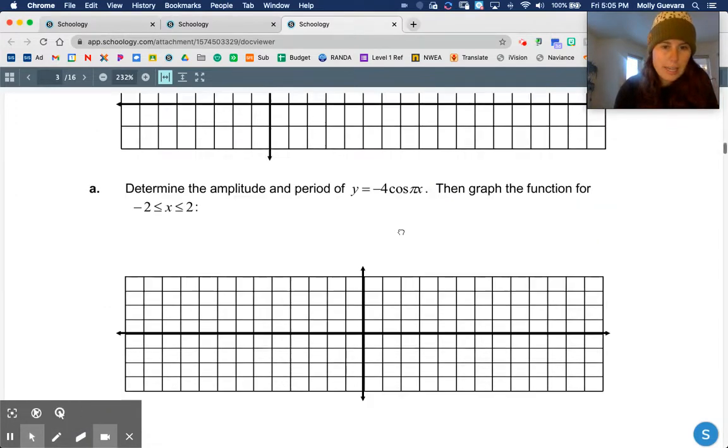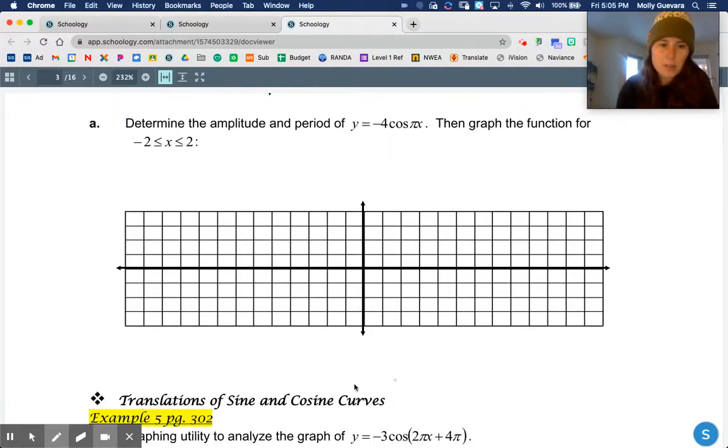So let's look at A here. It says determine the amplitude and the period of y equals -4 cosine pi x, then graph the function from -2 to 2. So my amplitude is 4. Remember, your amplitude is always the absolute value of that number, okay? The negative tells me that there's an x-axis reflection. So we're going to have to know what the parent graph of cosine looks like and then reflect those points over the x-axis.